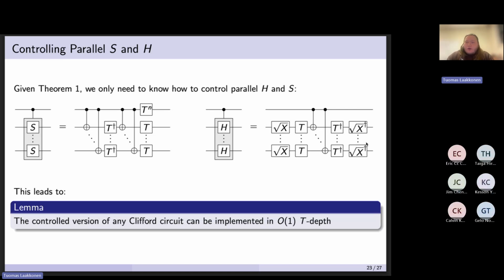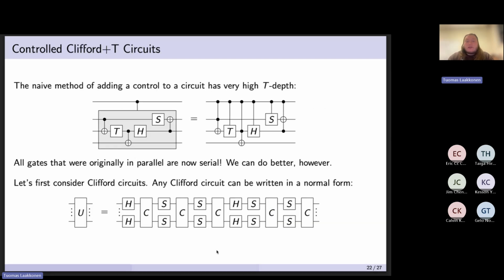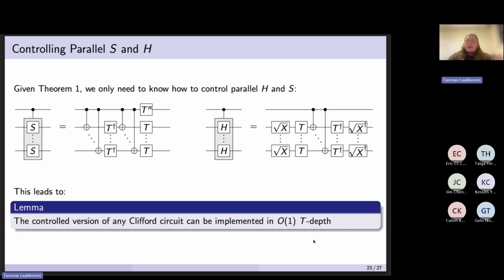The constant factors are not great here. I mean, this choice of normal form has a lot of layers. There are alternatives with fewer layers. So there's definitely optimization to be done to these constructions, but in its most basic form, we have at least proven that it's constant T depth. I think that constant is 280. Yeah, that's the one I had on one of the earlier slides.